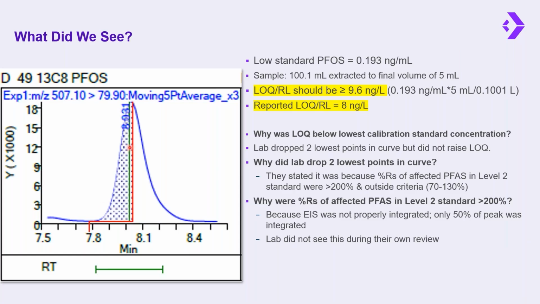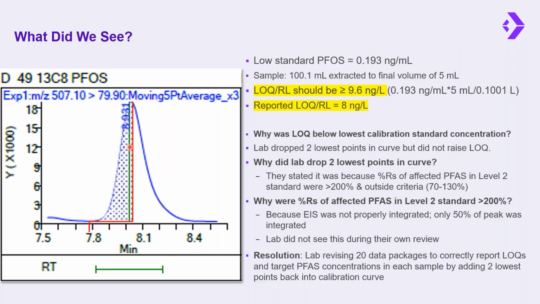Because remember, the area of this peak is in the denominator of that concentration calculation. So if it's lower than it should be, the concentration of the target PFAS are going to be falsely higher. It's an inverse relationship. The lab did not even see this in their own review of the data.